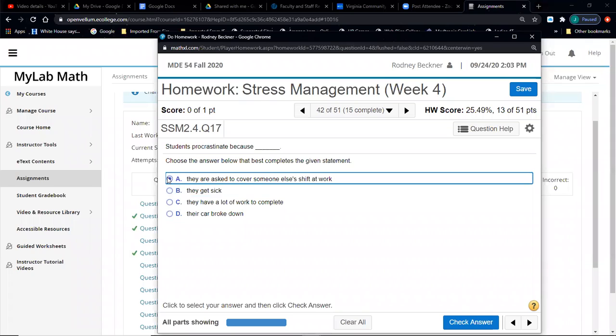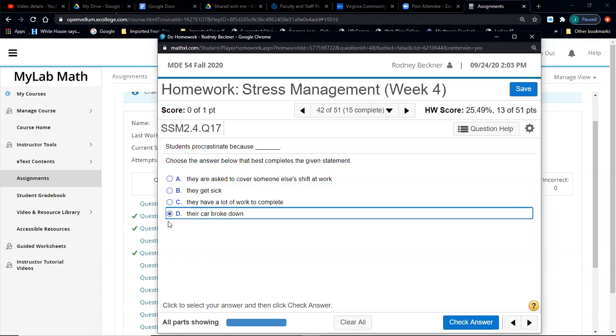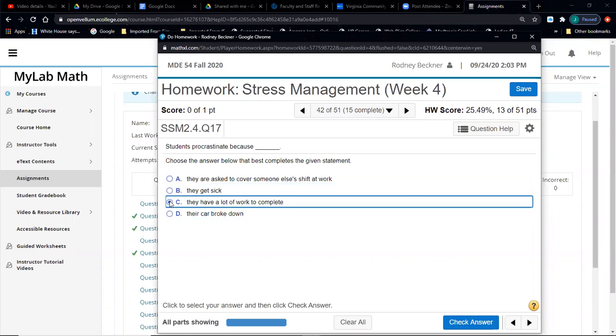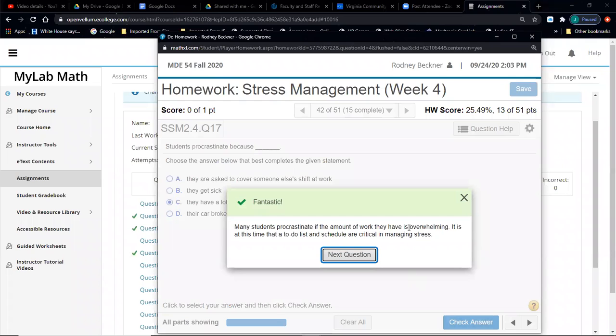They're asked to cover someone else's shift at work, and if you've got the type of job where you have to do it, you got to do it. You got to keep earning that bread, right? Their car broke down. If now you're stuck at the dealership for 4 hours without your homework, sure, that's procrastination, but not intentional. They have a lot of work to complete. This seems like the most generic one without being too specific and exactly.